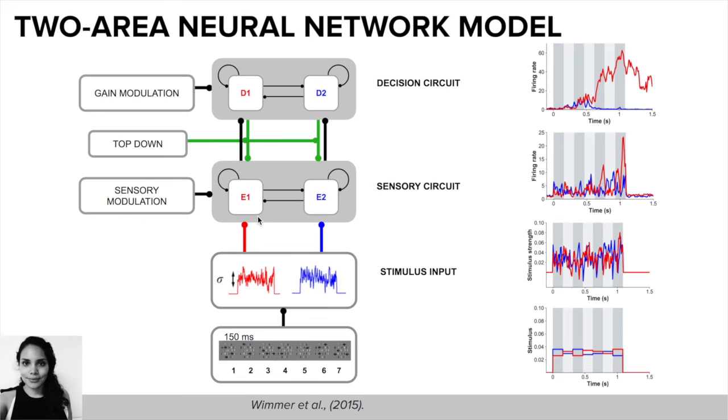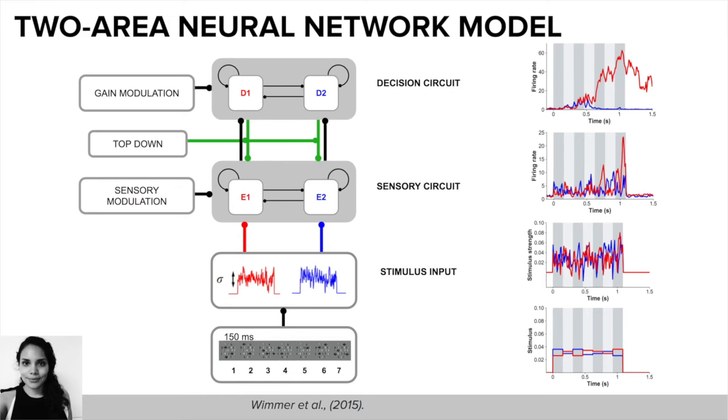Our model consists of an extension of a 2-area neural network model. This is a firing rate model that consists of a sensory circuit that receives visual information, in this case the 7 pulses, and is modeled after MT, and a decision circuit that integrates information. This will be LIP or FEF. Both circuits are reciprocally connected via bottom-up and top-down connectivity.